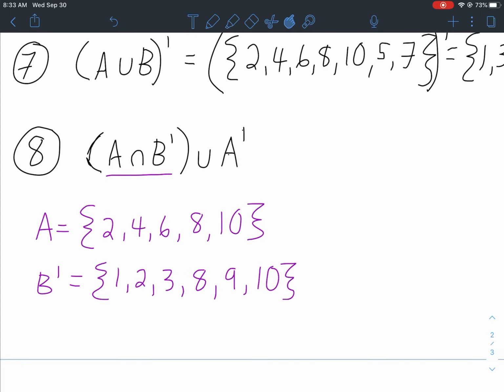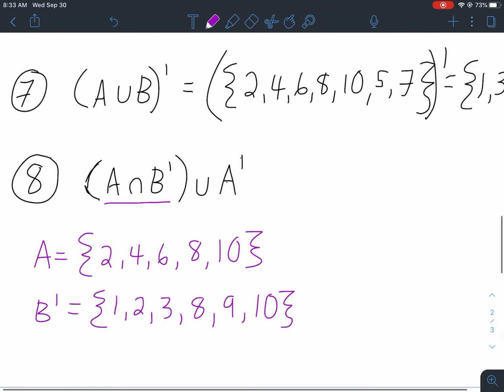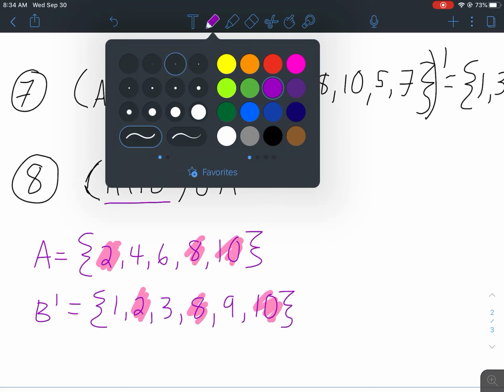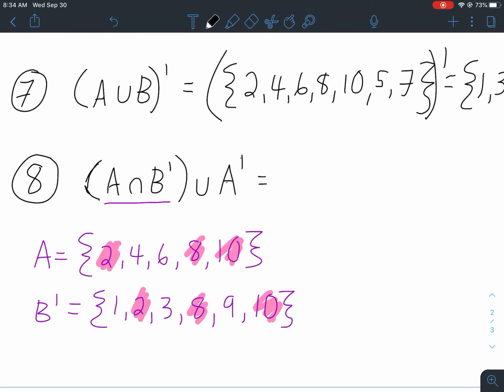So now what we're trying to do is find the intersection, since it's an upside down U, between those. So what do they have in common? They both have a 2, they both have an 8, and they both have a 10. So what they have in common here is 2, 8, and 10. So I'm going to go over to the left here. The underlined portion we found as 2, 8, and 10.